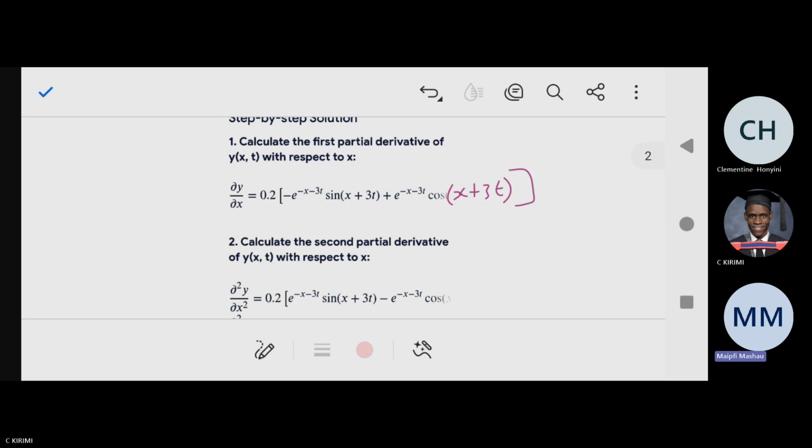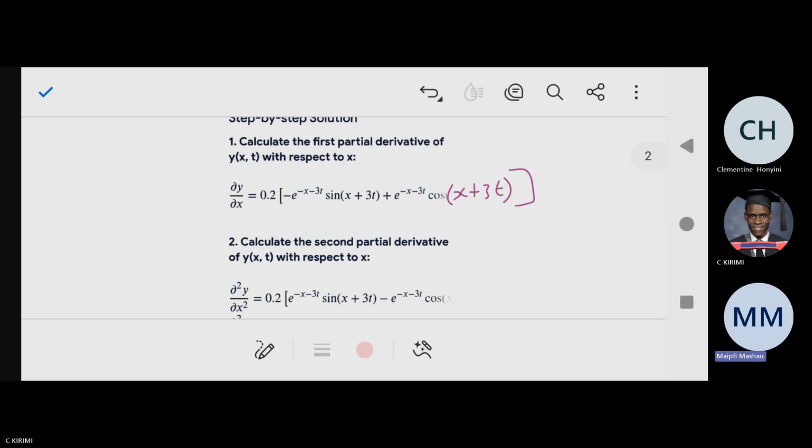Now we want to differentiate again the same equation twice, just like what we did. You get it? So we are differentiating this again.